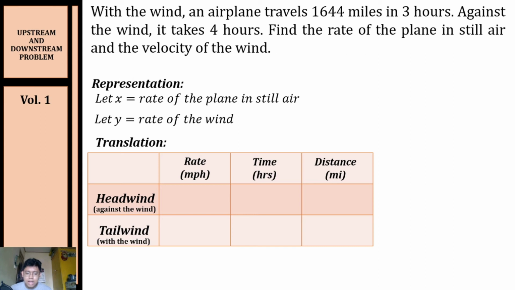Let's start first with our headwind. Against the wind. Since it is moving against the wind, our rate will be represented as x minus y. It will take them 4 hours to complete a distance of 1,644 miles. Now, for the tailwind, with the wind, the rate of the plane will be represented as x plus y. For the time, it took them 3 hours to complete a 1,644 mile travel.